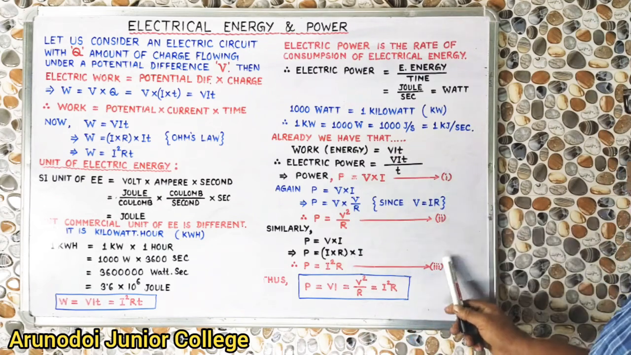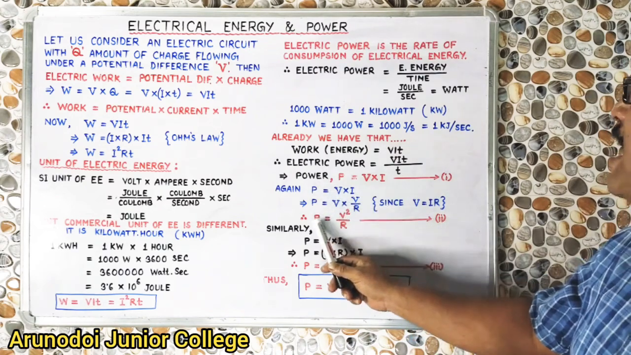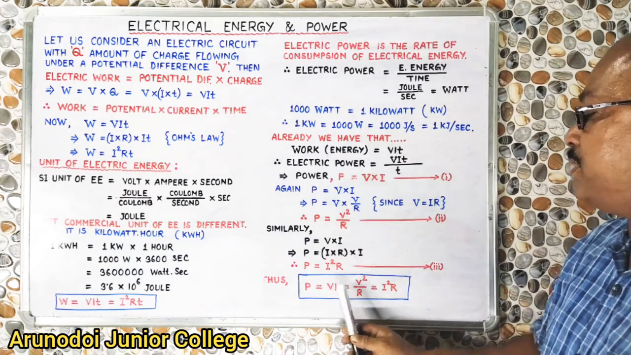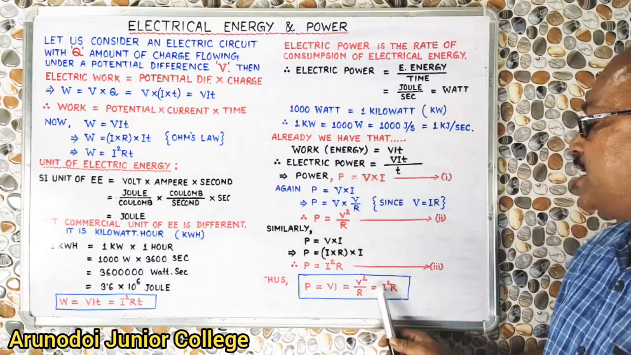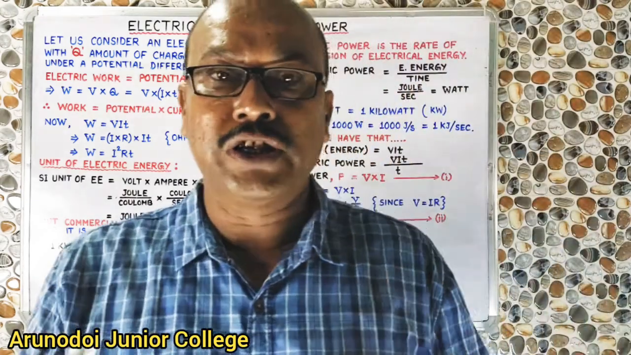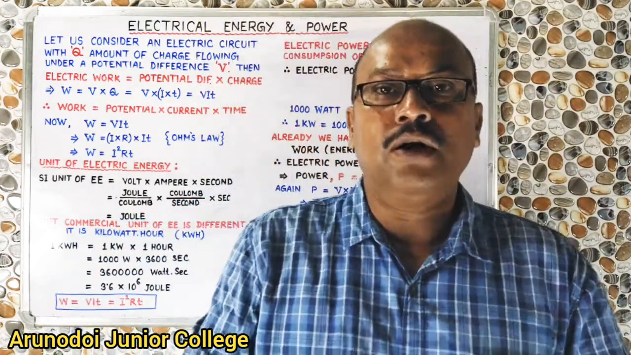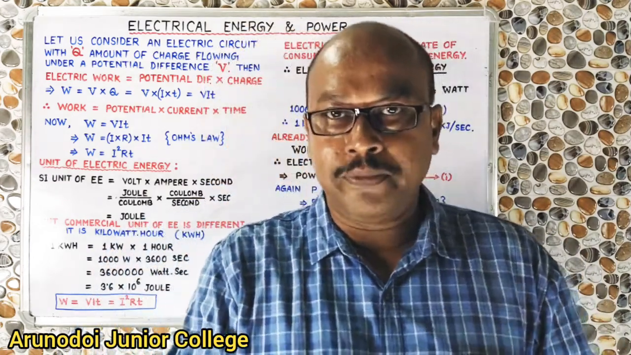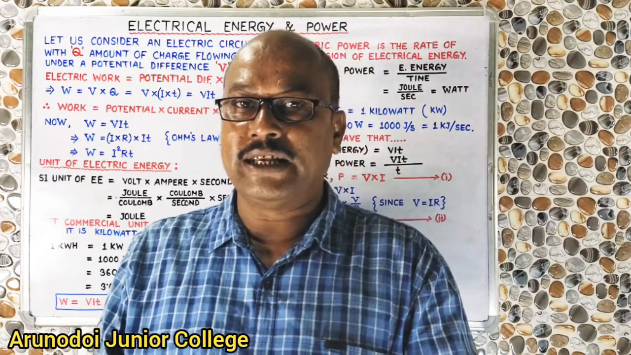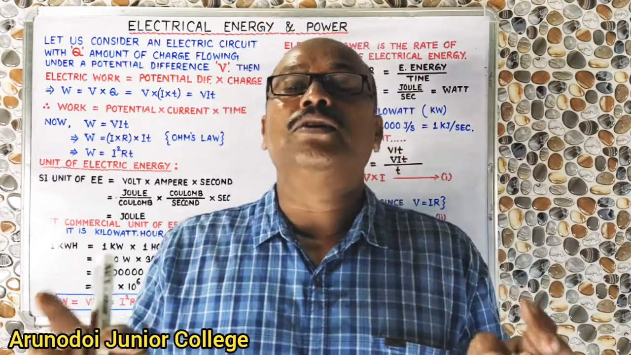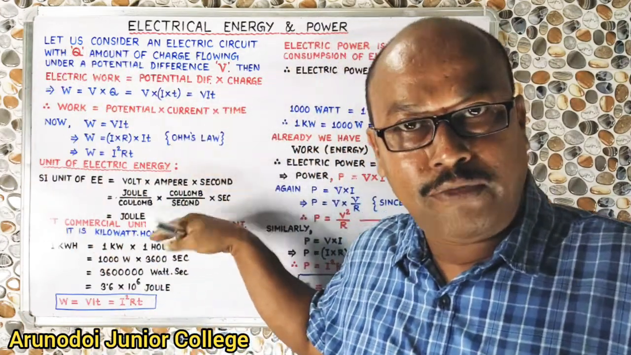By combining these three, since the left hand side has P, P and P, we can write P is equal to VI is equal to V square by R is equal to I square into R. So in this lesson we have understood what electrical energy and electrical power are, how they can be calculated, and you have got some mathematical formulas.